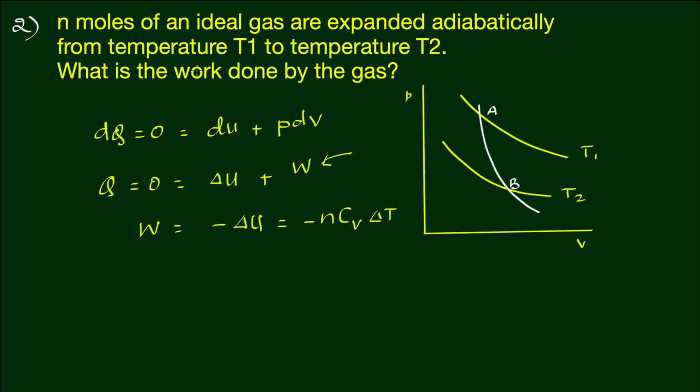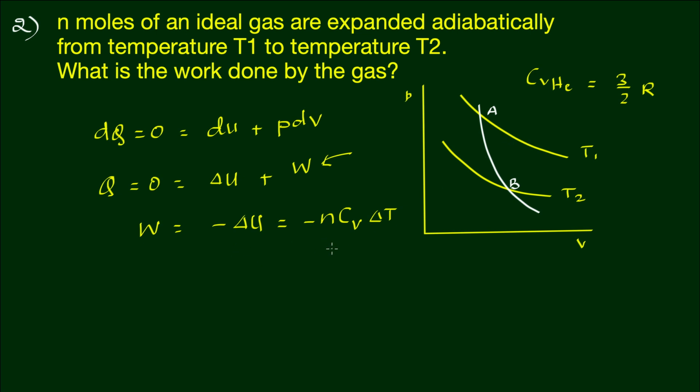Now we know Cv for the gas. Let's assume it's helium. If it is helium, Cv for helium is going to be 3 by 2 R. If it is oxygen, it is going to be 5 by 2 R. If it is methane, a polyatomic gas, it's going to be 6 by 2 R. So we know Cv for this gas.